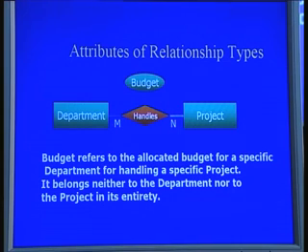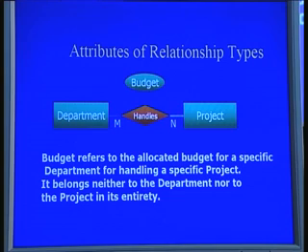Now have a look at this figure here. It shows department as an entity type and says that department handles certain projects. Project totally participates in this relationship, and then an attribute called budget is placed for this relationship. So what does this mean? It basically means that the budget specified here is allocated for this project associated with this department, or is specifically allocated for this relationship type.